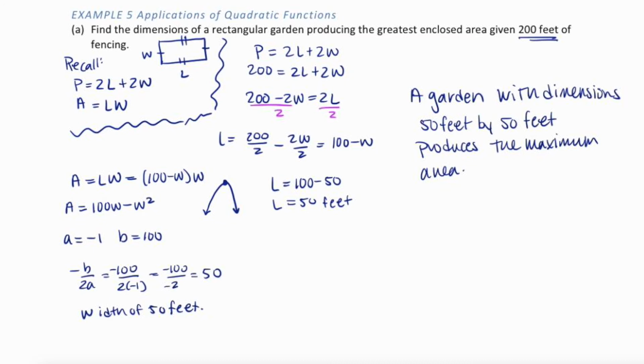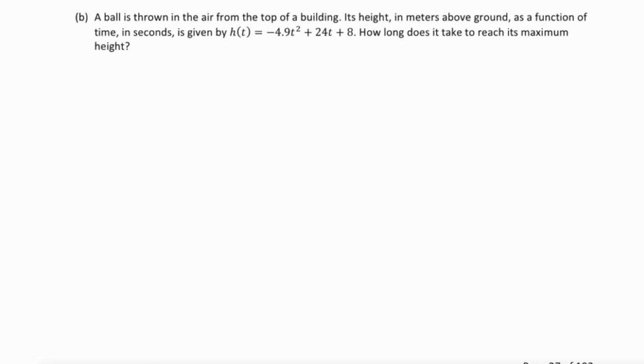Let's look at part B of example 5. A ball is thrown into the air from the top of a building. Its height in meters above the ground as a function of time in seconds is given by h of t equals -4.9t squared plus 24t plus 8. How long does it take to reach its maximum height?